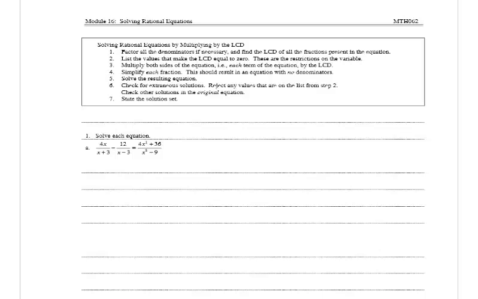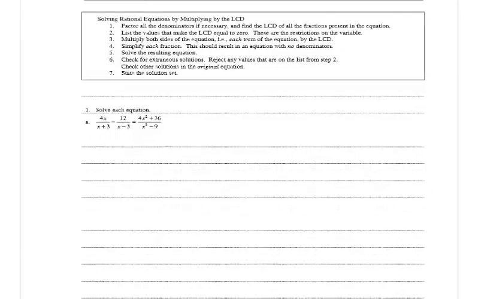Solve the resulting equation, and then we want to check for extraneous solutions, and those would be values that you found in step 2 that make our equation undefined, and then we want to check our other solutions in the original equation and then state the solution set.